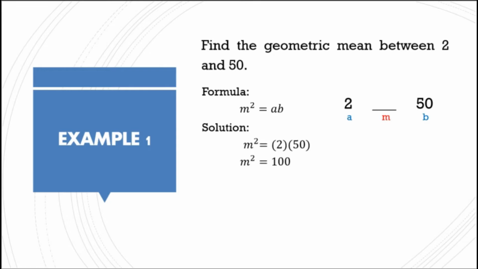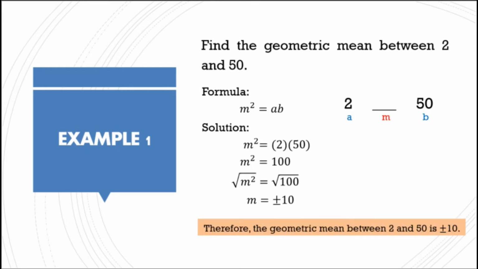Since we are only looking for the value of m, we need to eliminate the exponent. Doing that, we take the square root of both sides. The square root of m squared is equal to the square root of 100. The square root of m squared is equal to m, and the square root of 100 is equal to positive and negative 10. Therefore, the geometric mean between 2 and 50 is positive and negative 10.